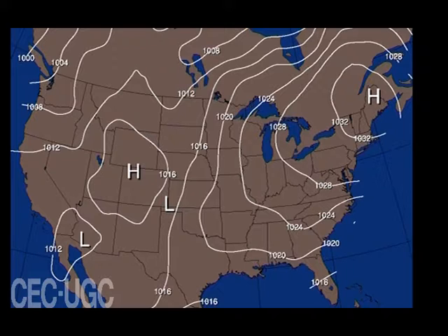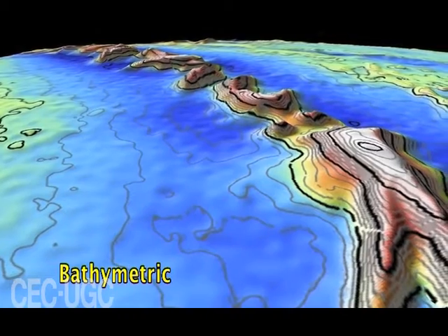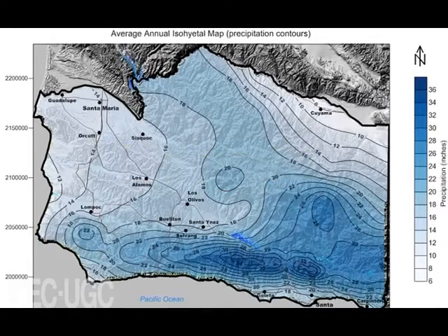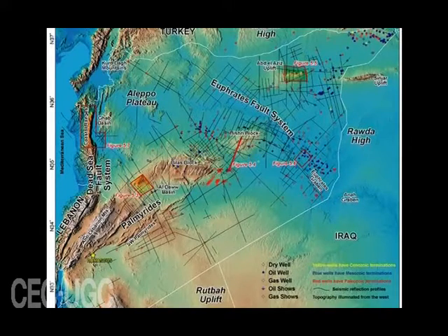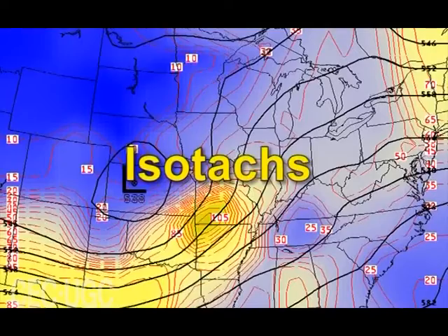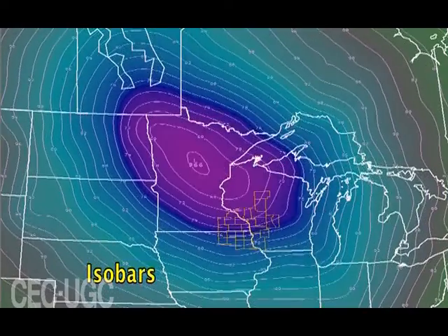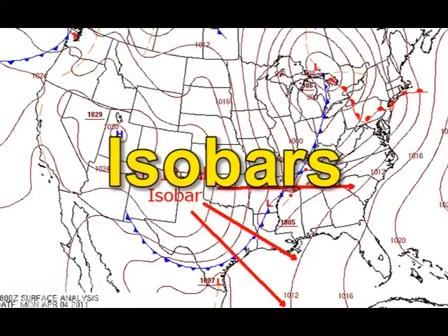These lines are also known as isopleths. There are a variety of specialized isopleth maps. Examples include bathymetric, showing sea floor elevation; isohets, showing rainfall; isopachs, which show rock or sediment thickness; isotachs, showing wind speed; and isobars, which show air pressure.